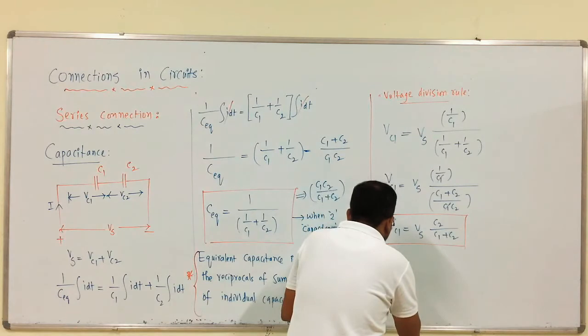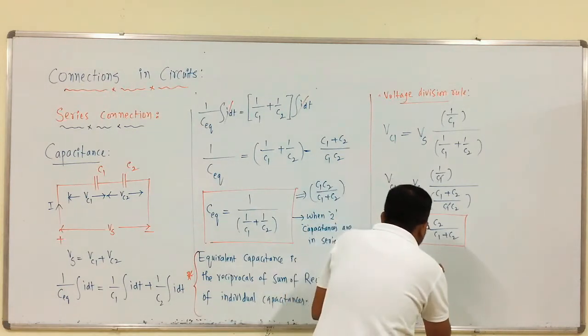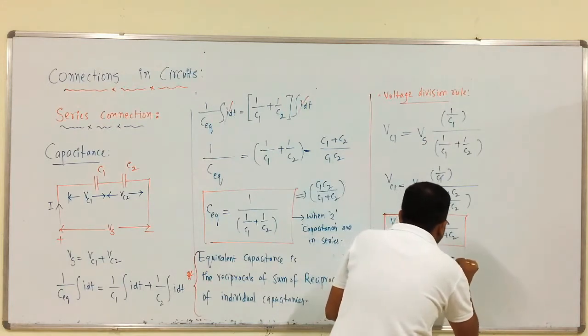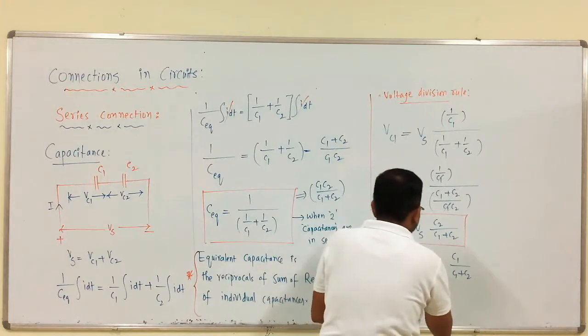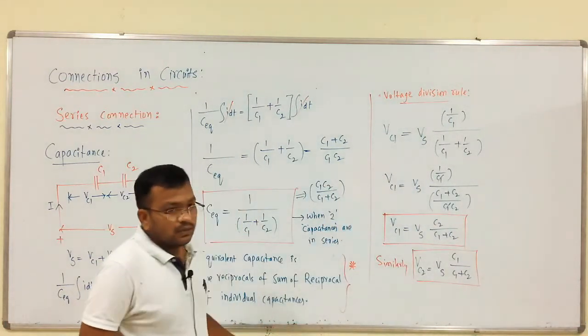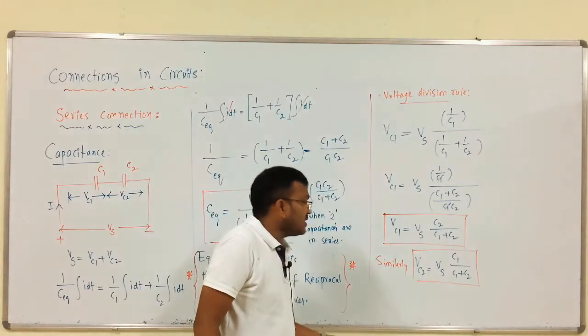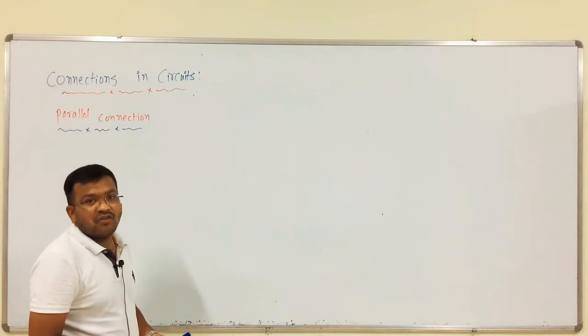Similarly, VC2 is nothing but Vs into C1 by C1 plus C2, like this. So, this is for two capacitances connected in series. Next we will discuss the parallel connection of elements.